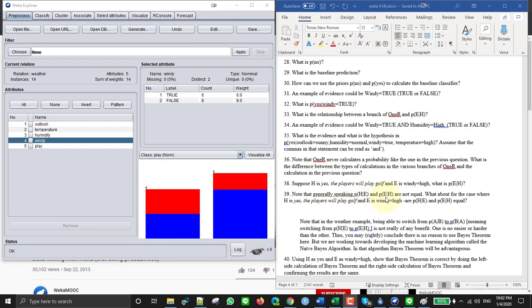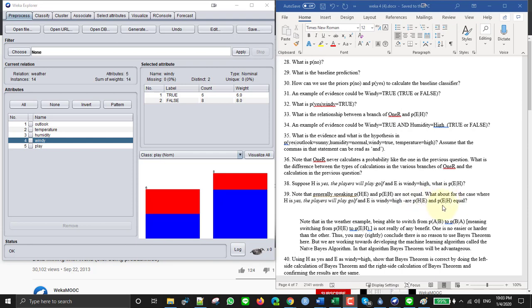Okay, next question says, note that generally speaking, P of H given E is not the same as P of E given H. So you can't just switch these around. They're completely different questions, so they're not generally equal. On the other hand, you can switch them and check to see what the answer is. So we actually did H given E, and we found that I think it was 1/2.